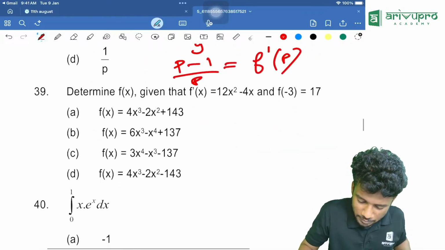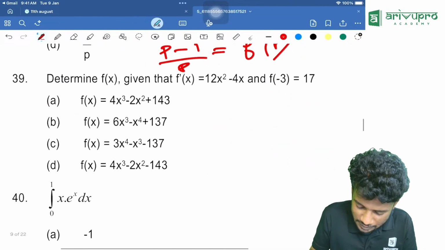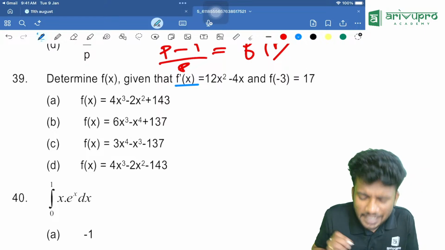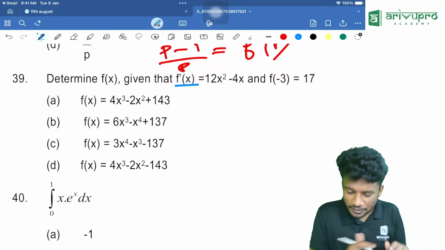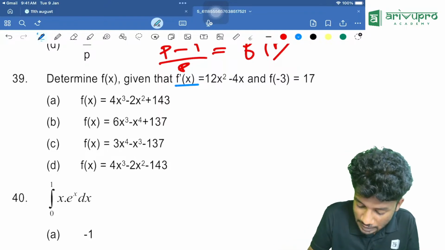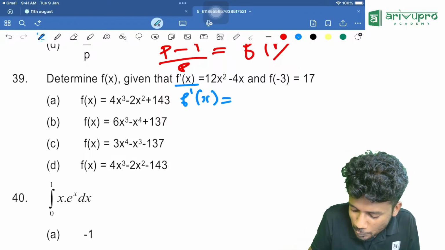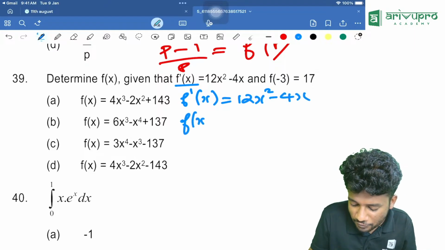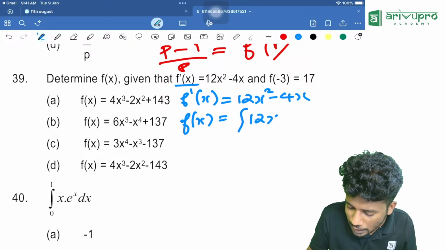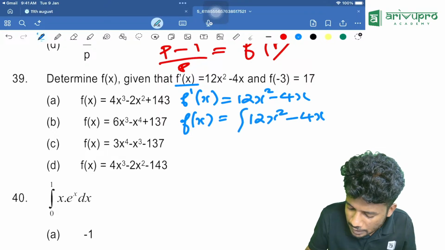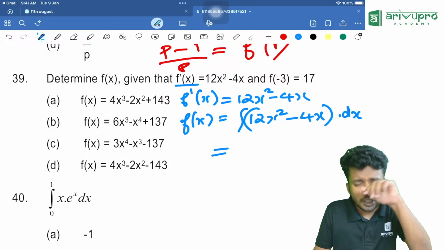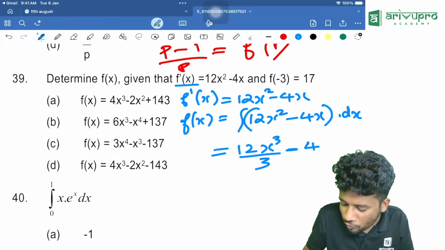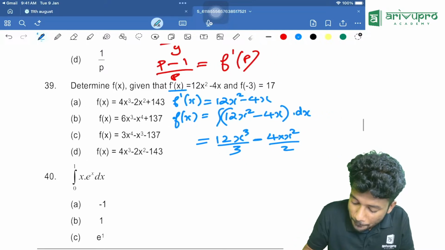Okay. Next one. Now direct integration. So they have given the derivative form. We need to find the integral form and find the equation. That's all. Now what is given? F dash of x is given. That means the derivative is given. Whenever derivative is given, that means f dash of x is equal to 12x square minus 4x. So how to find f of x? In order to find f of x, we need to find the integral of 12x square minus 4x, the entire thing with respect to dx. That means integral of 12x square is how much? The 12 into x cube divided by 3 minus 4 into x square divided by 2 plus c.